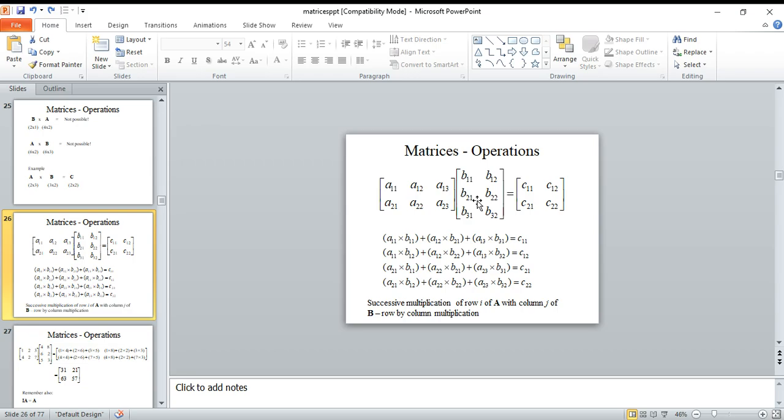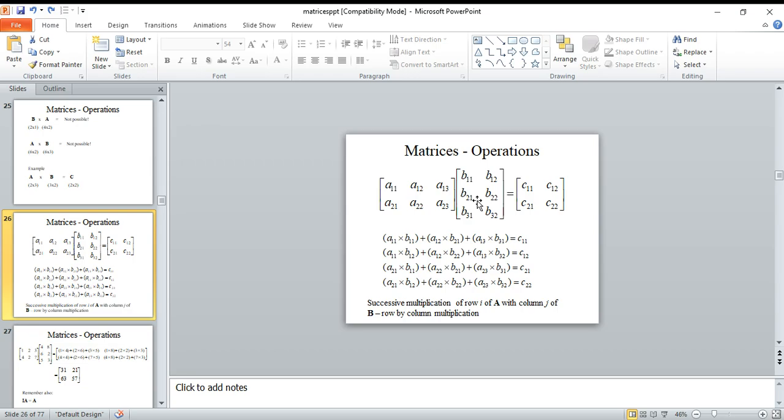Second row with the first column, and second row with the second column. It will give the third and fourth elements of the multiplication matrix. First, the second row with the first column. The second row is A21, A22, A23, and the first column is B11, B21, B31. A21 into B11 plus A22 into B21 plus A23 into B31. It will give the third element of the multiplication matrix.